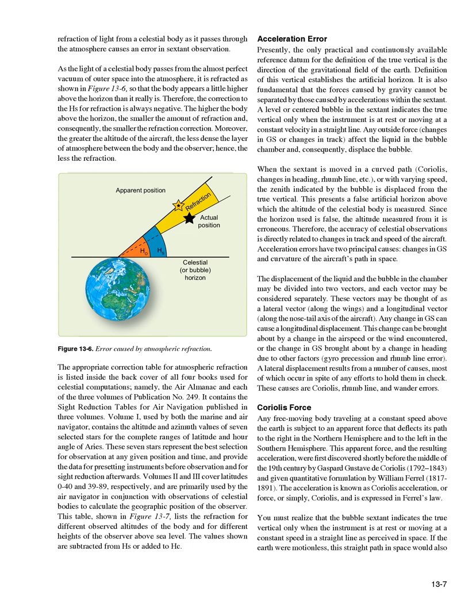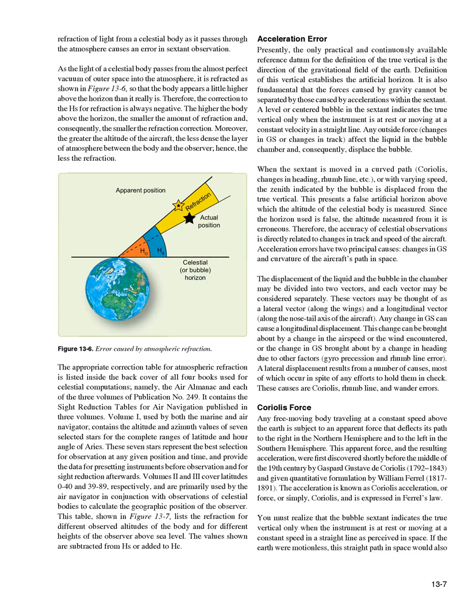Acceleration error. Presently, the only practical and continuously available reference datum for the definition of the true vertical is the direction of the gravitational field of the Earth. Definition of this vertical establishes the artificial horizon. It is also fundamental that the forces caused by gravity cannot be separated from those caused by accelerations within the sextant. A level or centered bubble in the sextant indicates the true vertical only when the instrument is at rest or moving at a constant velocity in a straight line.